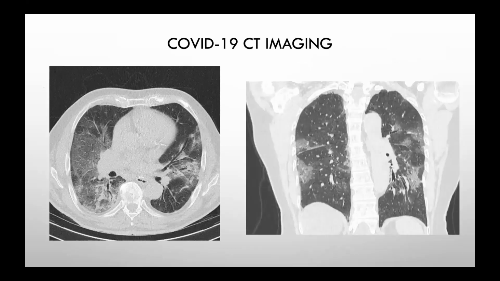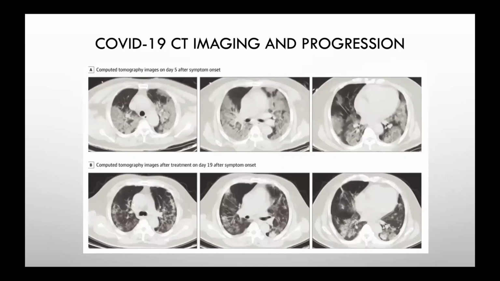CT imaging, so this is some early COVID disease, and you can see in the lower zones and some of the lower aspects of the upper zones, there is some ground glass, and certainly in the cross-sectional image on the right, on the left, you can see some ground glass changes there. That's that haziness that we're talking about. And this is from the Chinese data. This is what it tends to progress to.